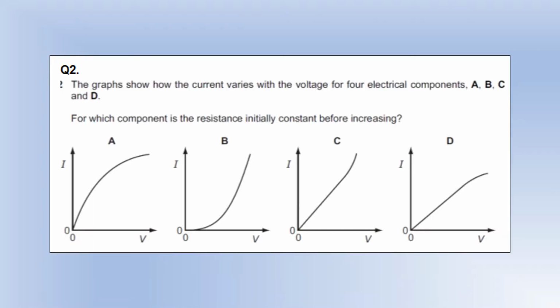Okay, so we've got a graph showing how current varies with voltage for four components. Which component is the resistance initially constant before increasing? So the first thing you have to know is that the gradient of these graphs is 1 over the resistance. So if we're looking for something where resistance is constant and then increases, we're looking for a graph where the gradient is constant, then decreases. And I reckon that one is shown by D.